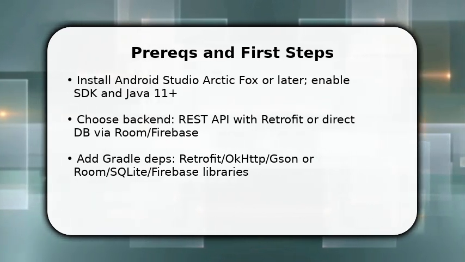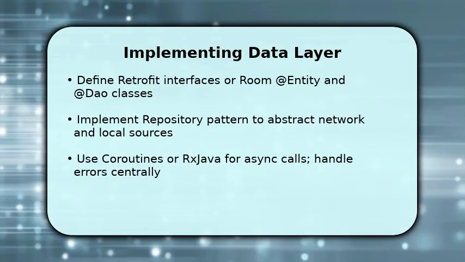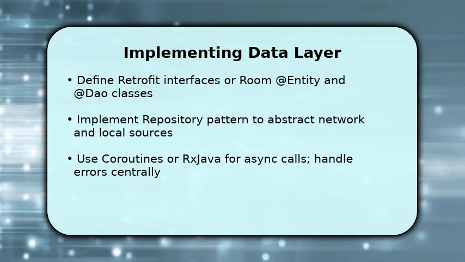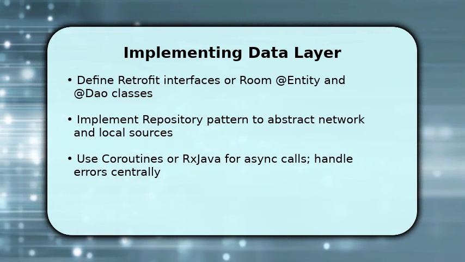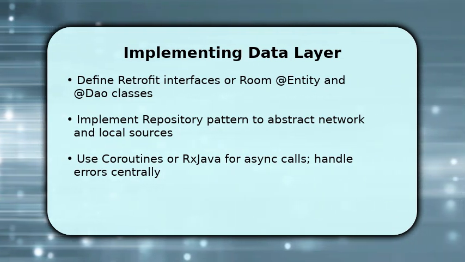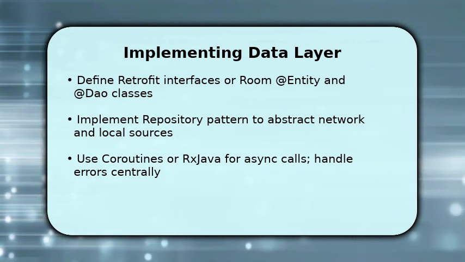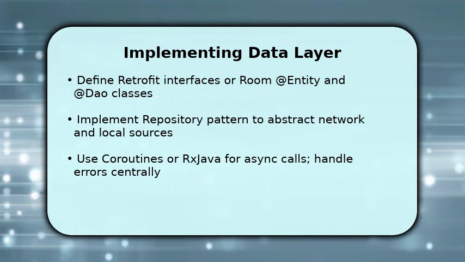Now implement the core data layer and explain why separation matters. Build DTOs and Retrofit endpoints for remote calls, or design Room entities and DAO methods for local storage. Create a repository that mediates between ViewModel and data sources so you can swap implementations without changing UI. Use Kotlin coroutines for concise asynchronous code. Launch on an I/O dispatcher and return results to main.